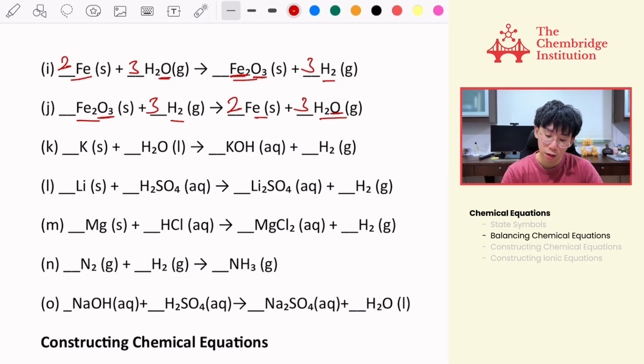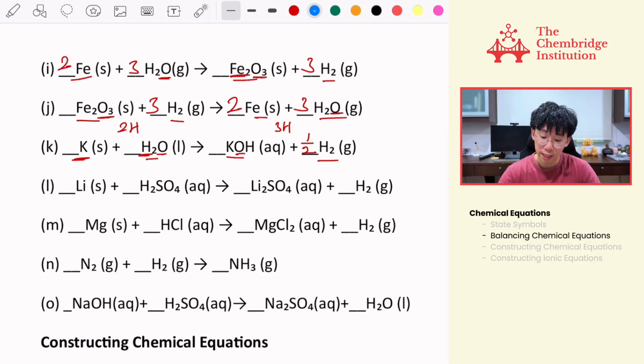Next, part K, there's potassium plus water to give KOH plus H2. You can balance the number of potassium, but that's already balanced. And then you can balance the number of O, but that's already balanced. So the good starting point would be the number of hydrogens. Here there's 2H on the left, and there's actually 3H on the right currently. So to make this all balanced, you can put a half over here, and this will make the whole thing balanced already.